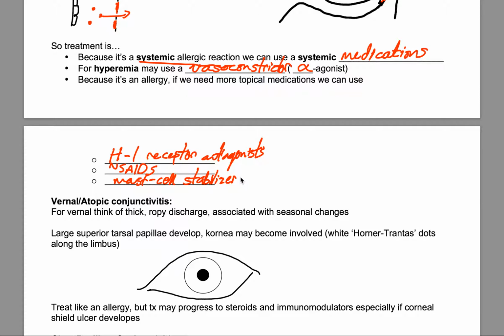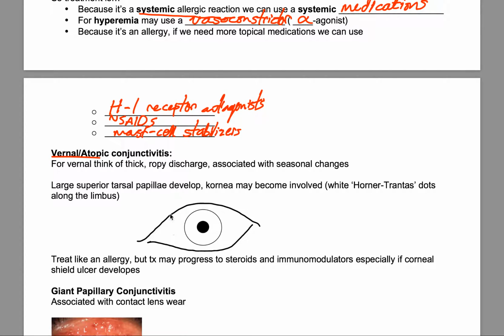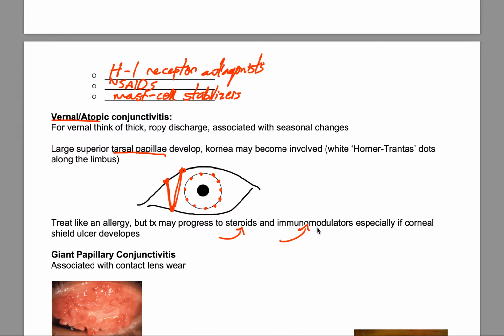Now, there are worse varieties of allergic conjunctivitis, for example, vernal or atopic conjunctivitis. This is usually associated with seasonal changes, and you might see, in addition to watery discharge, some kind of thick, ropey discharge stretching between the eyelids. But in addition to that, and in addition to the large superior tarsal papillae that may develop, the appearance of an eye with atopic or vernal conjunctivitis may be characterized by the appearance of Horner-Trantas dots around the edge of the cornea. These are eosinophilic accumulations around the edges of the cornea. Treatment for atopic conjunctivitis may progress to steroids and immunomodulators, especially if a corneal ulcer develops.